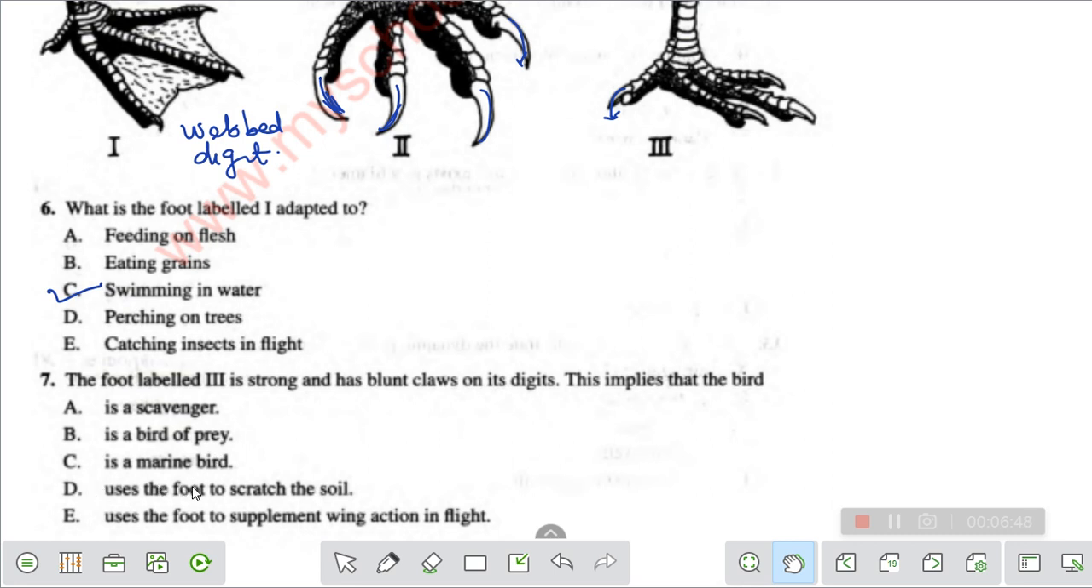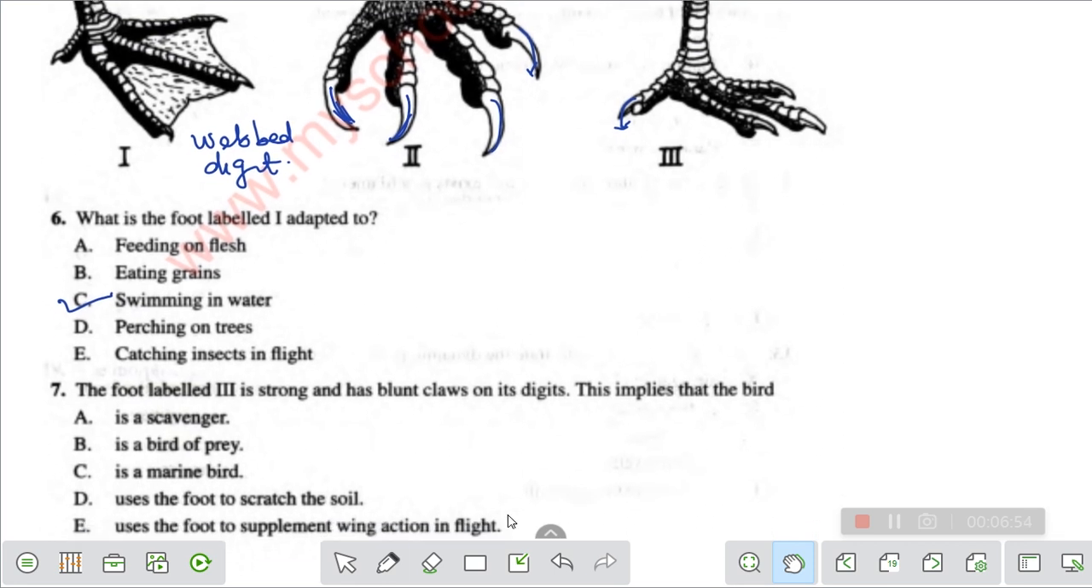D uses the foot to scratch the soil. So this leg looks like the leg of a hen. If you study the leg of a hen, this is how it looks. The domestic fowl, all those things, this is how their legs look. And this is like the leg of an eagle. You see how sharp it is? So the answer is it uses the foot to scratch the soil. So let's go to another question.